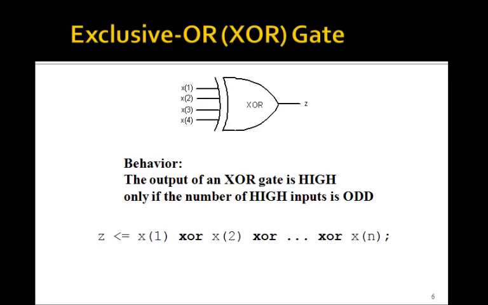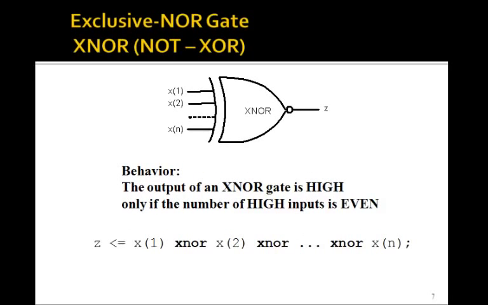An exclusive OR gate is high only if the number of high inputs is odd. And again, we'll write X1 XOR, X2 XOR, up to Xn. And finally, XNOR, the output is going to be high only if the number of high inputs is even. And again, in VHDL, we'll write X1 XNOR X2, and so forth.